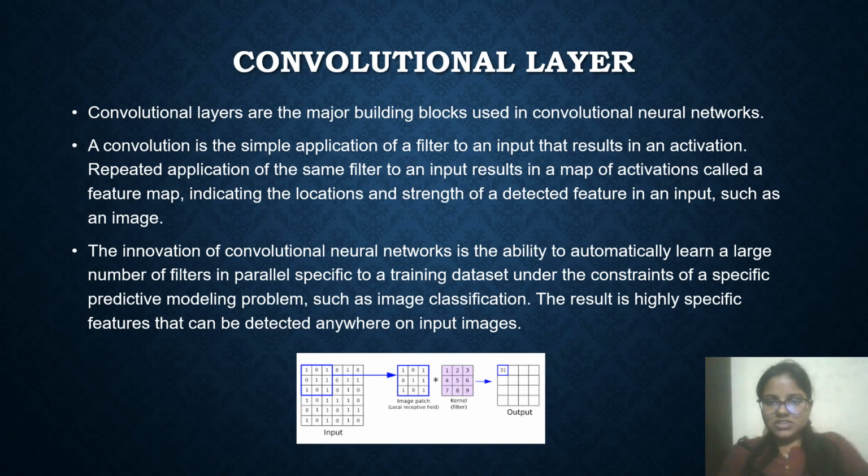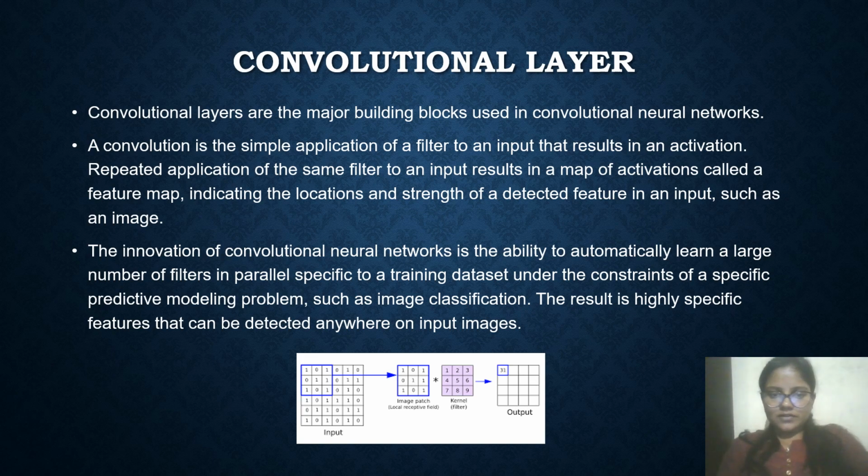Repeated applications of the same filter to an input results in a map of activations called a feature map, indicating the location and strength of a detected feature in an input, such as an image. In the convolutional layer, a filter or kernel is applied to the input image, and we get a convolved matrix as an output, which is sent to the next layer, the pooling layer.